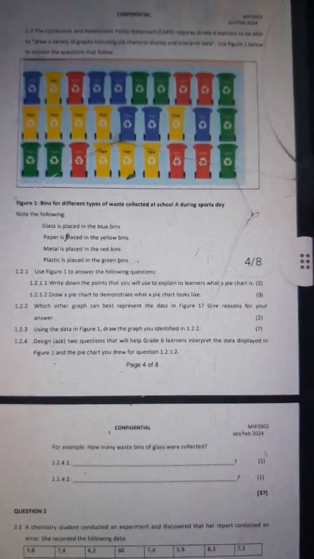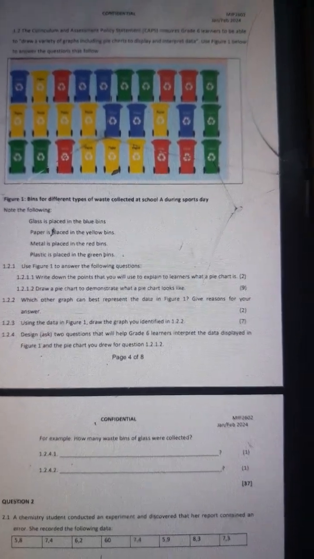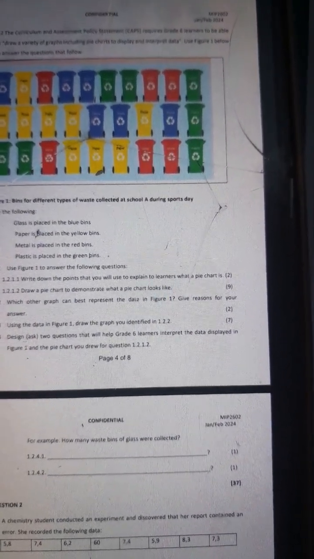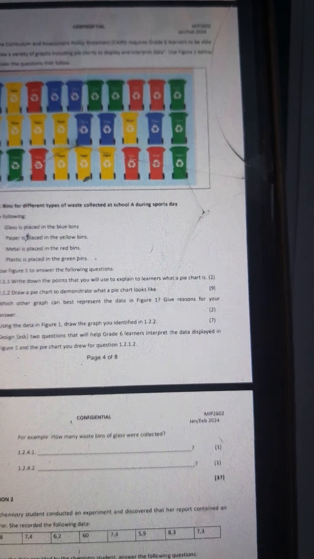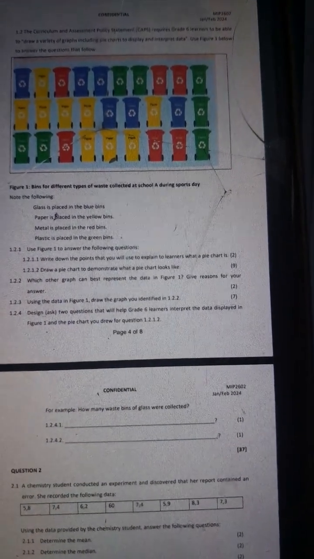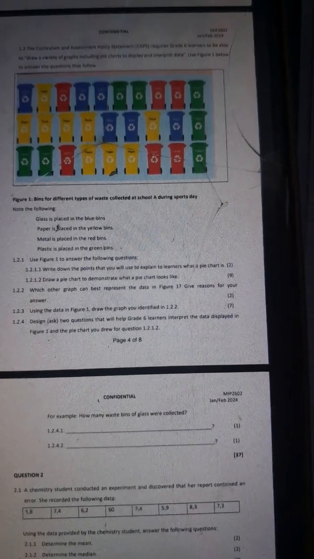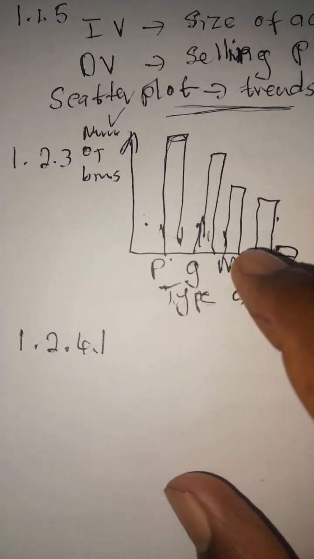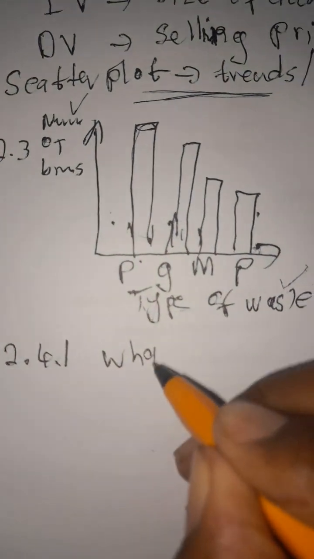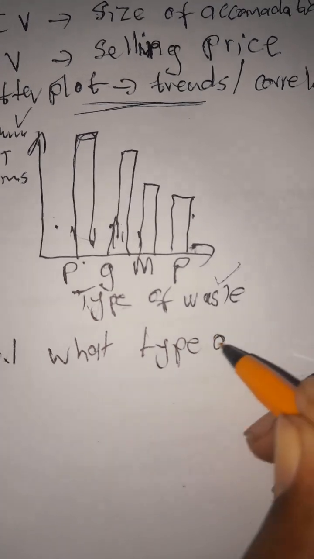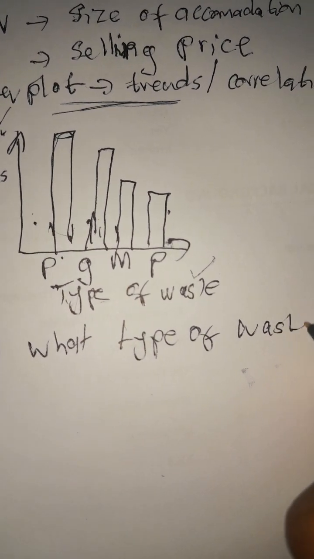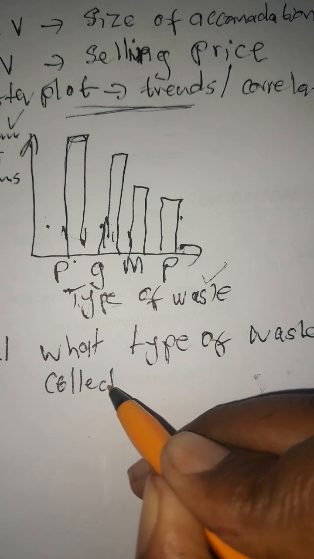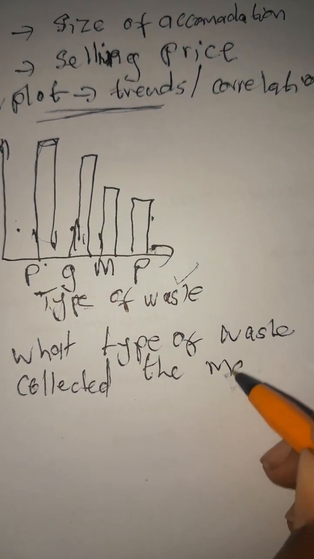Then at 1.2.4, design questions that will help grade 6 learners interpret the data displayed in figure 1 and the pie chart you drew for question 1.2.1. For example, how many bins of glass were collected? They showed you. So let me help you with the questions. At 1.2.4.1, what will I have answered? I will say my question will be, what type of waste collected the most? Or you may come up with your own question, right?